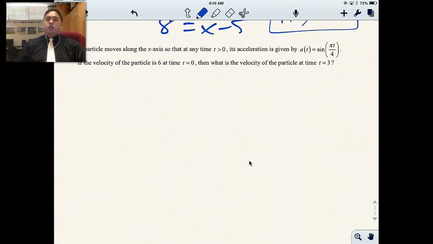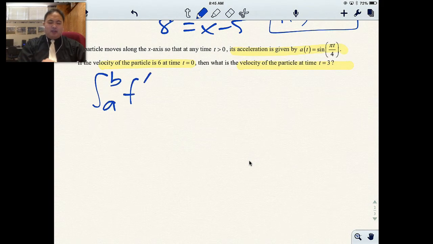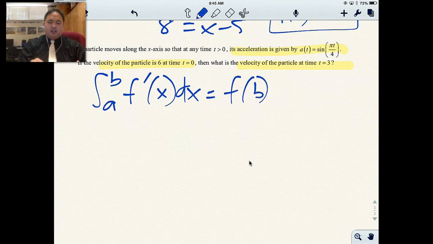This time they give me a trig function. I know you guys hate trig functions, but I really don't think it's that bad. They give us acceleration. They want velocity at these particular points, t equals 3, and they give me f at t equals 0. So if they give me acceleration, I'm trying to find velocity, you know I'm using antiderivative. So, formula, again, integral from a to b of f prime of x dx equals f of b minus f of a.